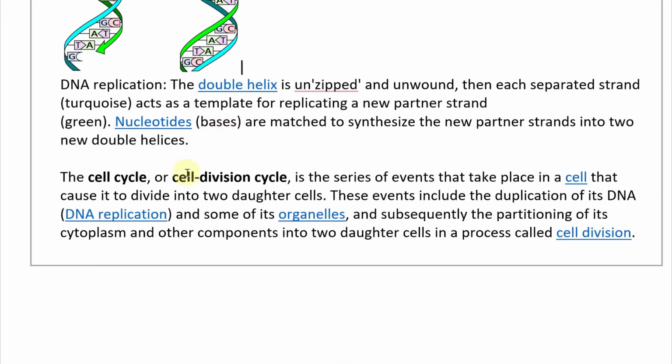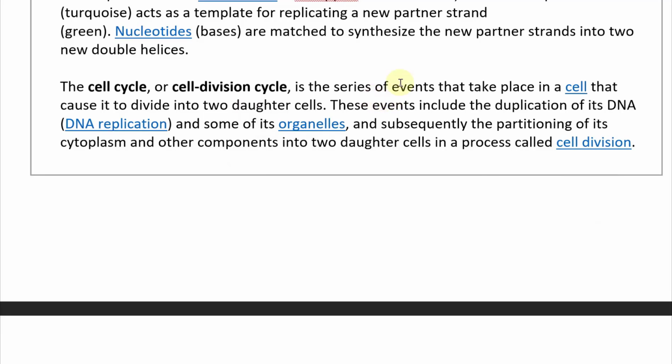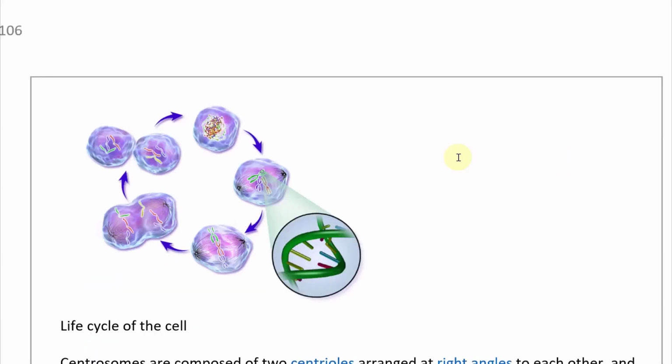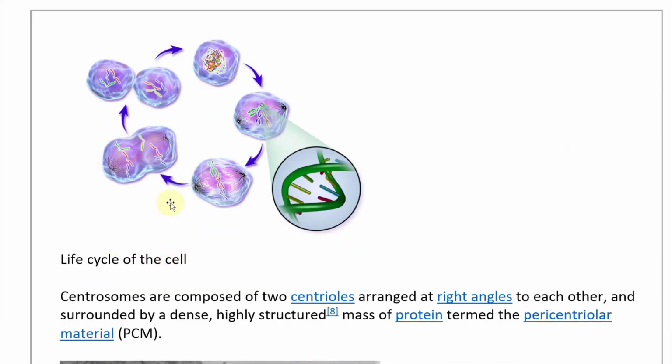And briefly on the cell cycle, again, I'll be going over this later in this video in more depth. So the cell cycle or cell division cycle is a series of events that takes place in a cell that cause it to divide into 2 daughter cells. These events include the duplication of its DNA replication, and some of its organelles, and subsequently the partitioning of its cytoplasm and other components into 2 daughter cells in a process called cell division. Here's an illustration. So life cycle of a cell.